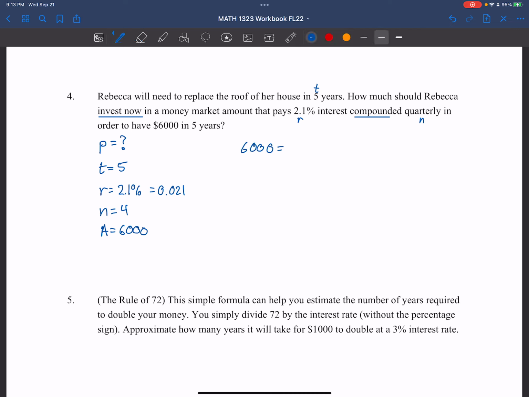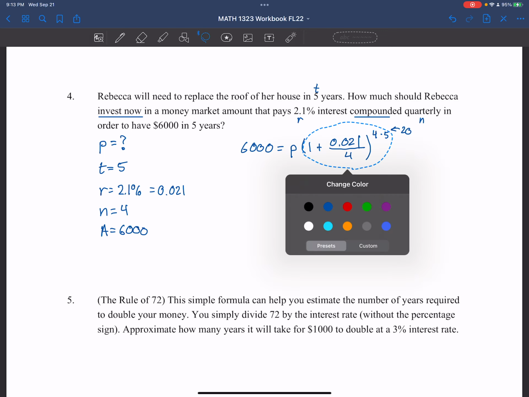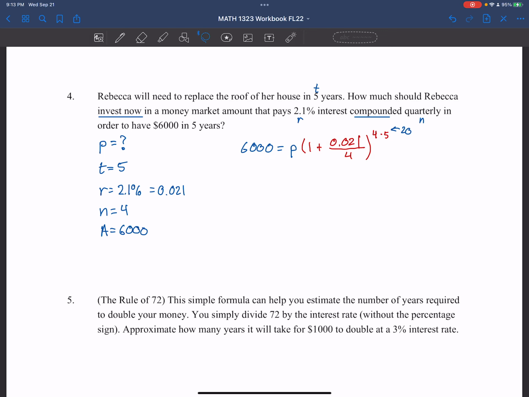P is unknown. And then we have 1 plus 0.021 divided by 4, all raised to the n times t. So 4 times 5, which is the 20. So to do this, we need to basically take everything that is right here, and we need to divide that, I'll put it in red, to the other side.